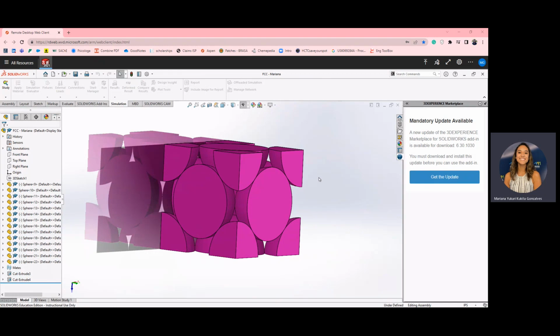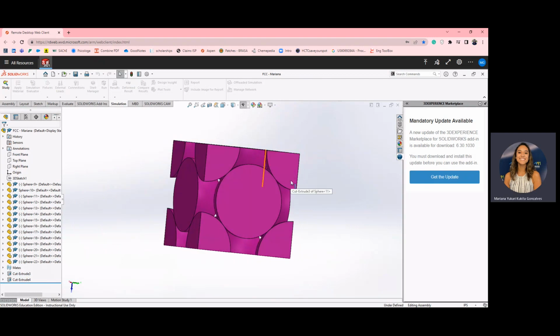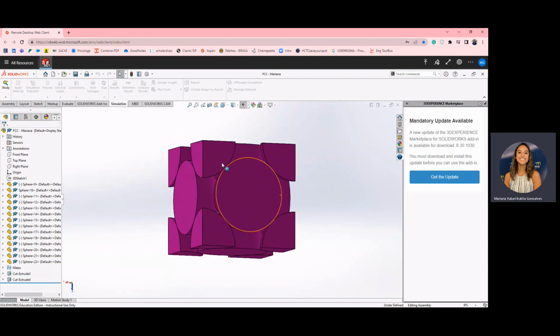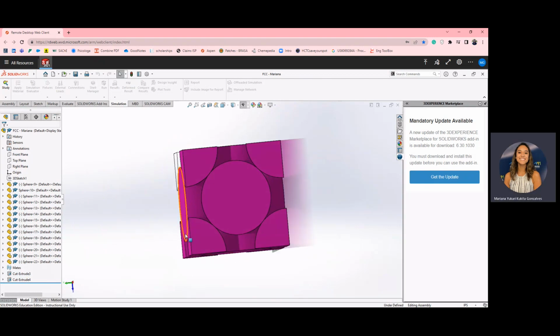So I mentioned the APF formula, which consisted of the atoms per unit cell. As I've said, we have 4 atoms per unit cell in this FCC structure, and we can visualize better here. So this section here represents 1/8 of an atom, and as we have 8 corners, we get 1 atom because of these 1/8 sections of an atom here.